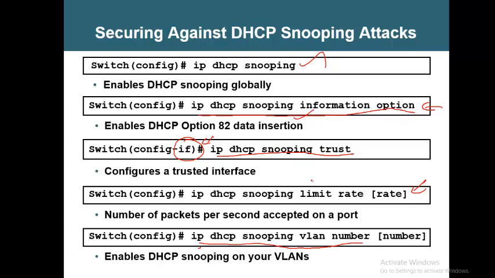This is to set the number of DHCP packets accepted on a port. When there is only one DHCP server, you know how many offers will come. Only one will come. If you get more than that amount, then there is something extra, some attack sitting. Again, these things are not needed.